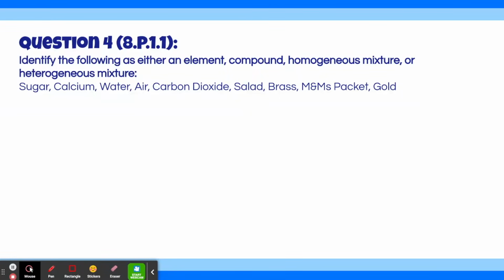Question 4. Identify the following as either an element, compound, homogeneous mixture, or heterogeneous mixture. Sugar, calcium, water, air, carbon dioxide, salad, brass, M&M's packet, and gold. You're definitely going to need to pause the video for this one, so I'm just going to give you like 2 seconds to pause the video.